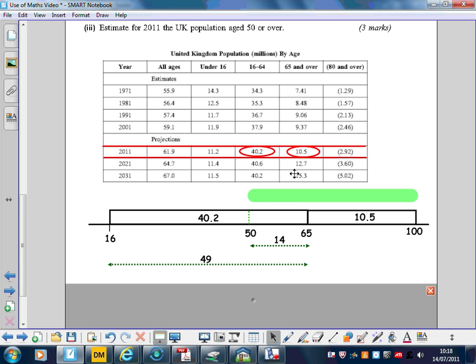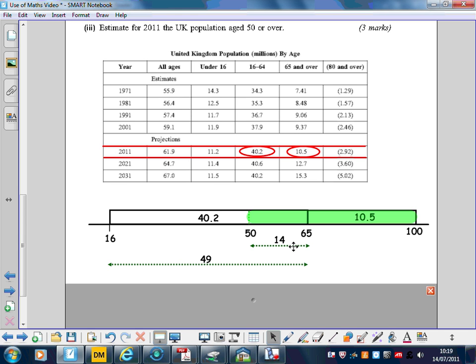Now, of course, what we're interested in is the people aged 50 and over. So we're interested in a certain portion of this block plus all of the following block. And I'm just going to move this over here to illustrate the portion of this block plus the whole of the other block. Okay. Now, if we think of this as a fraction, we've got a class width of 49 going from 16 to 65. If you take 16 from 65, you get 49. And the little class width from 50 to 65 is 14.